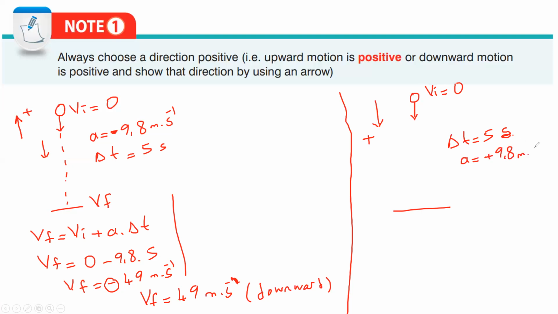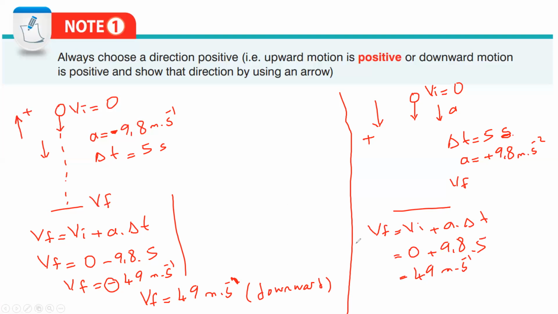Why? Because I know the direction of acceleration is always down. So you said downward is positive, and you are using positive 9.8 meters per second squared. So we are getting V final. V final is equal to V initial plus A times delta T, and V initial is equal to 0 plus 9.8 times 5, and you are getting 49 meters per second.